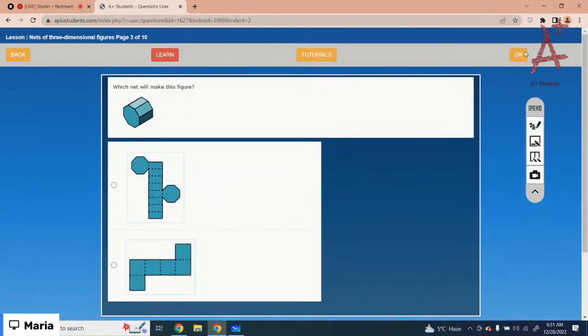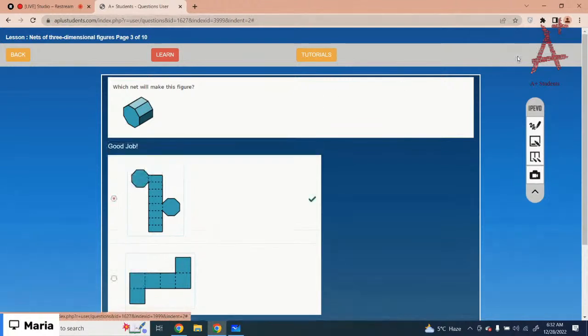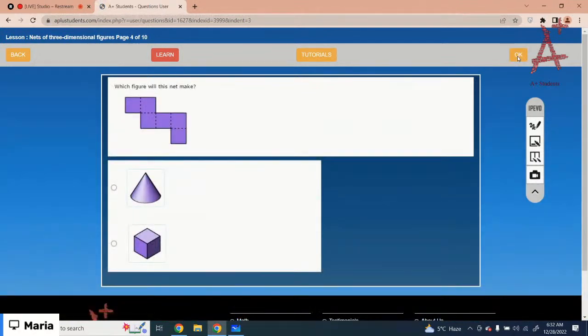Which net will make this figure, the first option or the second option? Which is the correct one? That would be the first option. Got it? Because you can match the shape. Okay, which figure will this net make? First option or the second one? That would be the second option. Got it? They don't form a cone, they form the cube.